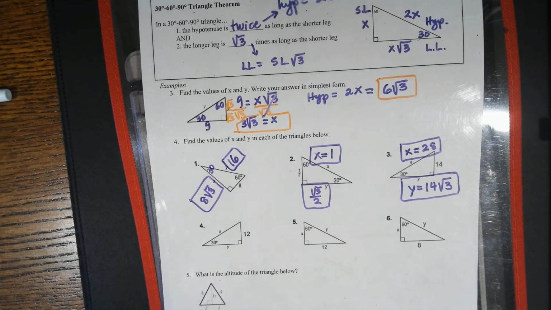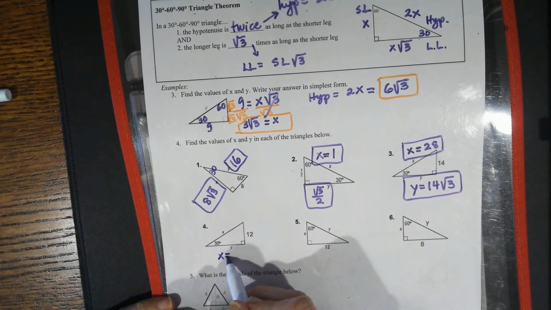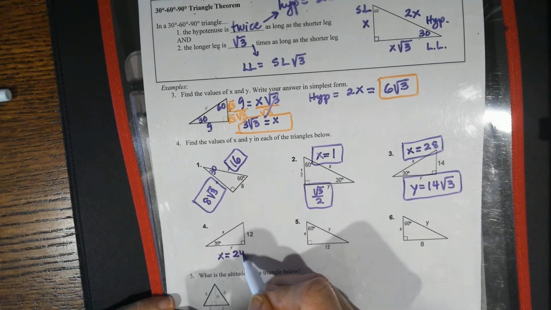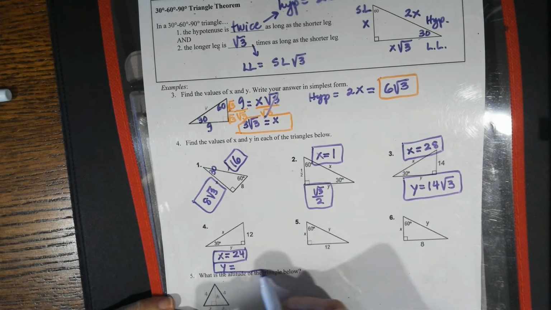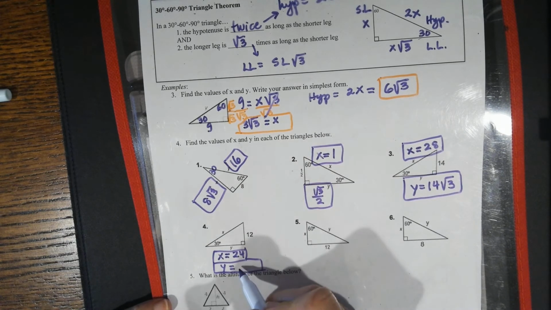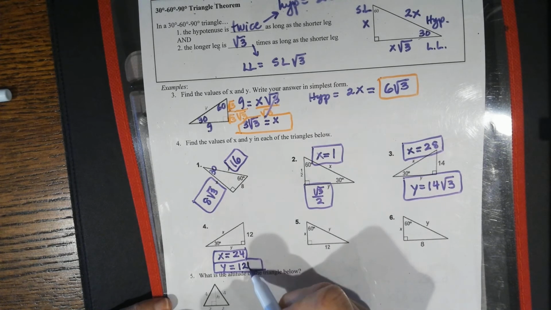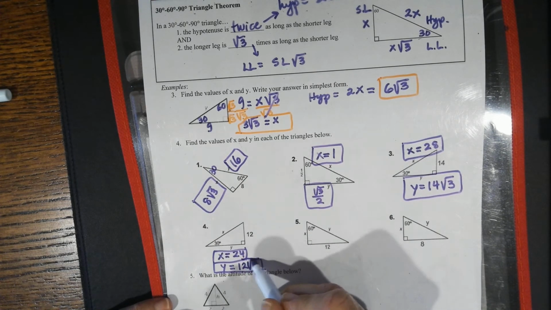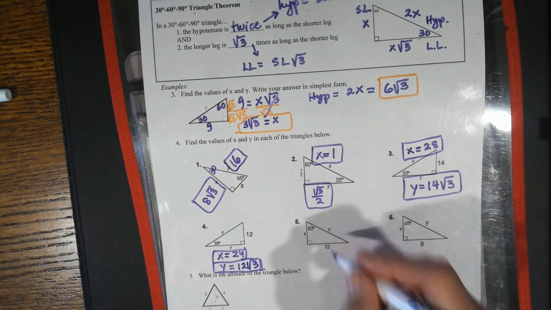So this is you being involved in your own learning. Tell me what x is. 24. Thank you. It's definitely 24. And then y is going to be what? 12 times? Square root of 3. That's it. Square root of 3. See, so it's best when you know this one here.